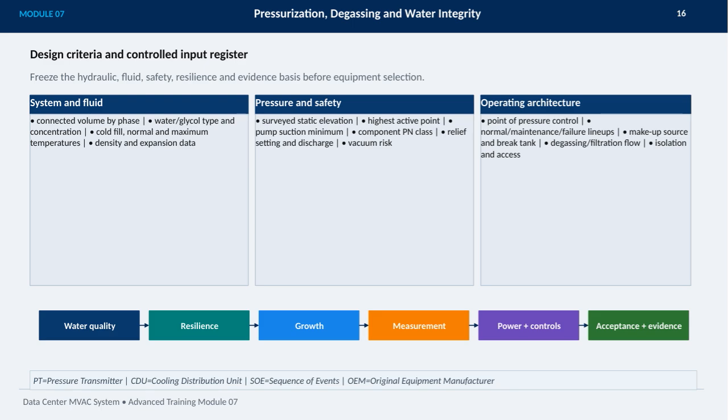Further, water quality is monitored and maintained to protect the system, while resilience and growth factors are incorporated to ensure long-term performance. Measurement, power, and control systems are integrated to provide reliable operation and monitoring. Finally, acceptance criteria and evidence gathering are crucial to validate system performance. Key abbreviations like PT for pressure transmitter, CDU for cooling distribution unit, SW for sequence of events, and OEM for original equipment manufacturer help streamline communication throughout this process.